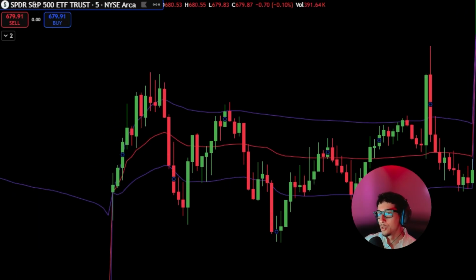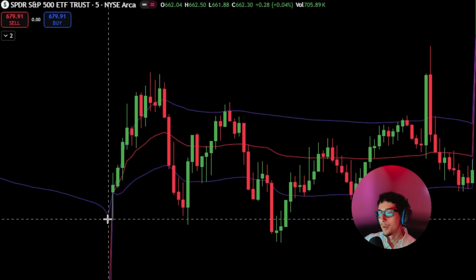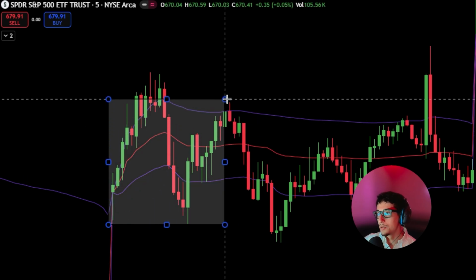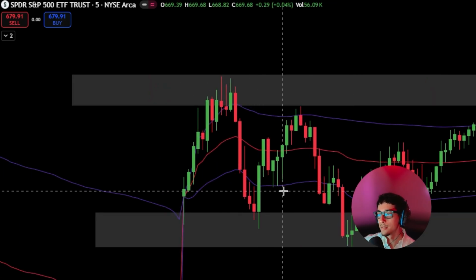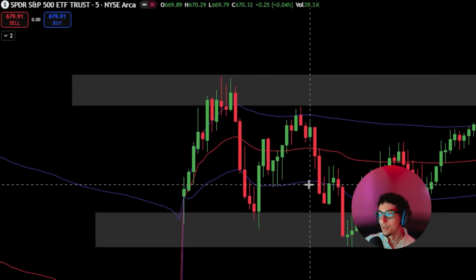To identify where liquidity rests at, I use a very simple concept. I wait for the first 2 hours of market to play out. I create a box from the lows that we create to the highs, and then I create liquidity zones from the highs and the lows that we create. So that's going to look something like this when you're all said and done.